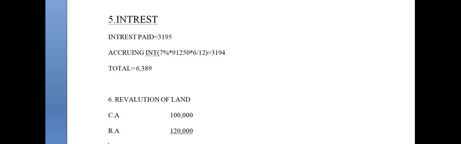Is this a gain or a loss? It's a gain. Gain of 20,000. Again, revaluation gain. Why is it a gain? Because the current amount is lesser than the recoverable amount or revaluation amount. Do you understand now? Thank you.